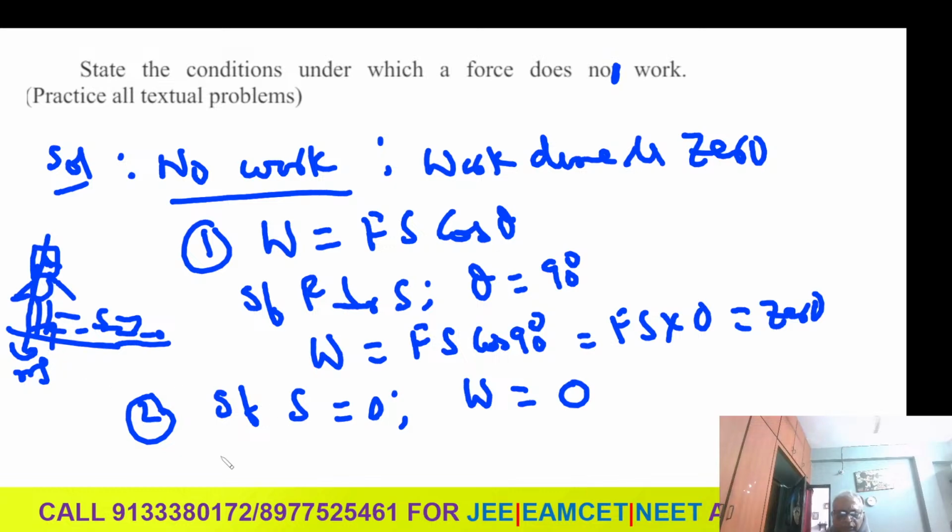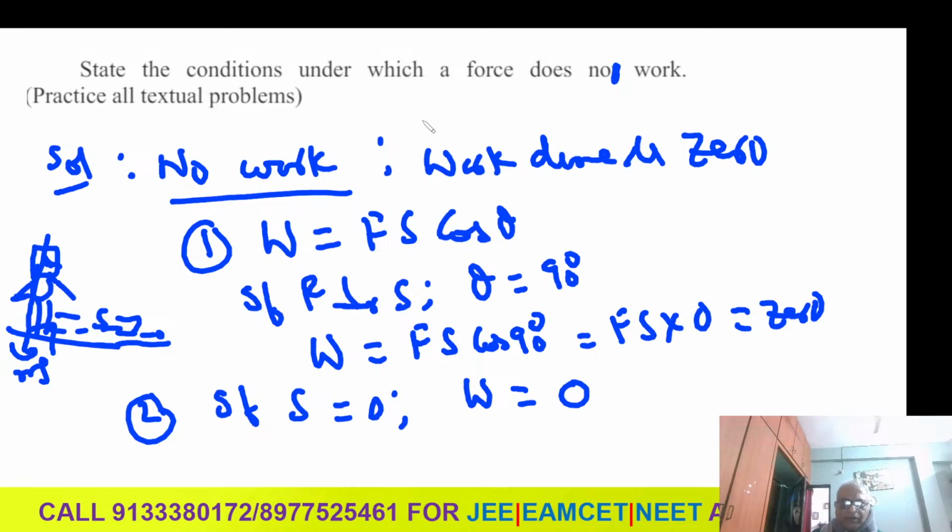Second example: if S is 0, W is 0. Even though some angle is there, 30 degrees or 45 degrees, if displacement is 0, work done will be 0. Failing to displace a ball, even though you apply force, work done becomes 0 because displacement is not there.